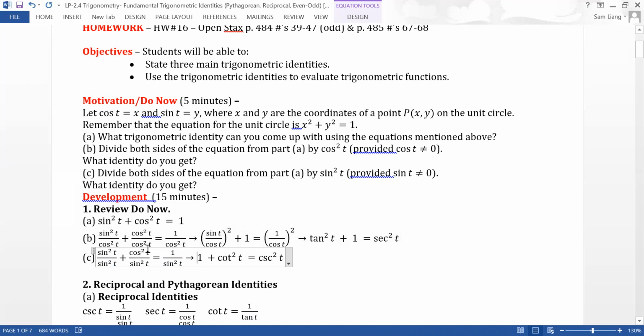Just rewrite this as cosine t divided by sine t squared, and that'll be cotangent. So cosine over sine is cotangent, because sine over cosine is tangent. So the reciprocal of that will be cotangent. So we're going to get 1 plus cotangent squared t on the left-hand side. And then on the right-hand side, we have 1 over sine t squared, if we rewrite it like we did in part B. But 1 over sine t, that's equal to cosecant t. So on the right-hand side, we're going to get cosecant squared t. And this will be your final identity. 1 plus cotangent squared t equals cosecant squared t.